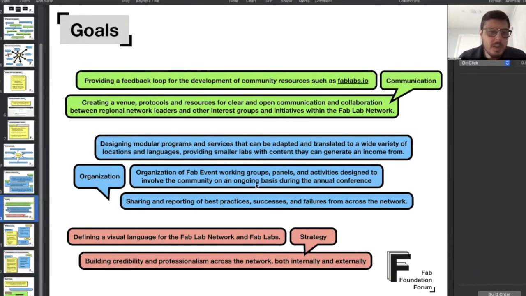So yeah, quickly the goals. I won't run through them. We're going to share the presentation. The video's recorded. You can see them. But the three axes that we have, the first is about creating better communication protocols between all of us here.